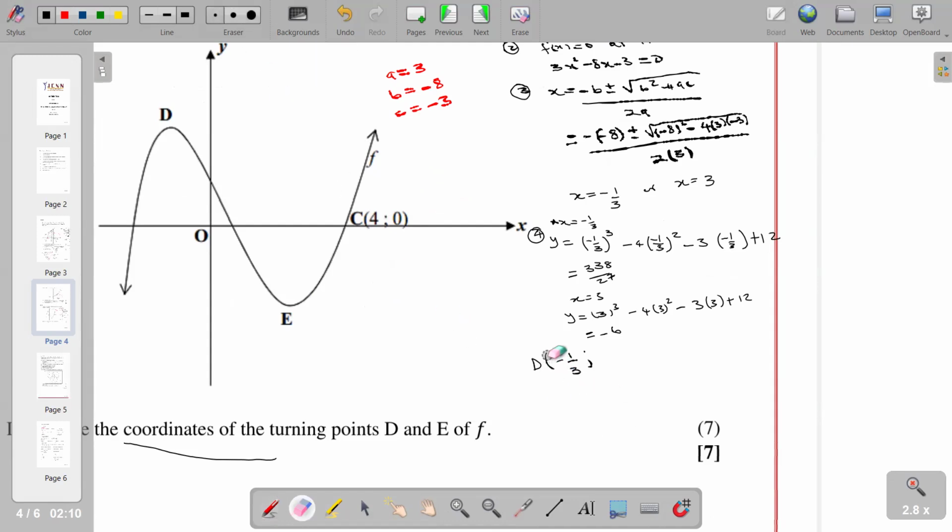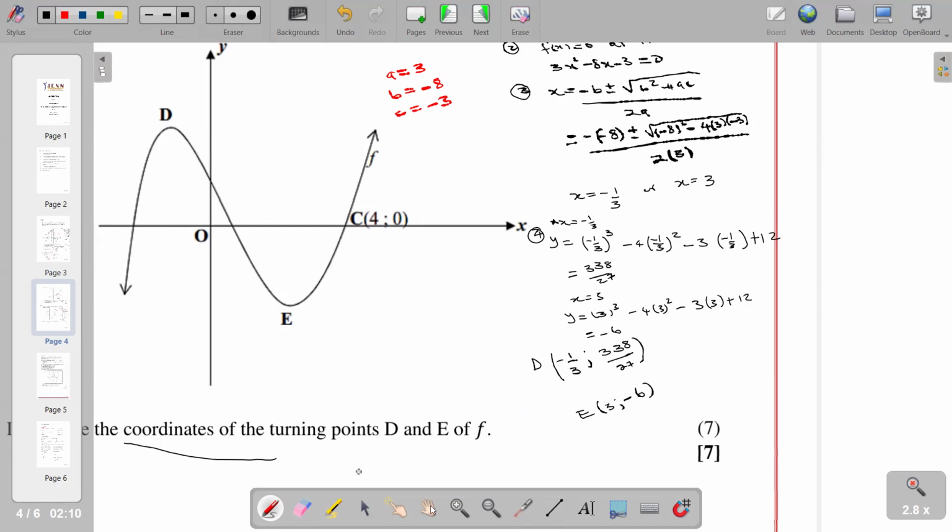So the coordinates of D are going to be, I need to write a bigger bracket, a negative 1 over 3 with what? With 338 over 27. Then the coordinates of E, as we can see, E is on the positive side: x is 3, and y is negative 6. So these are now the coordinates.